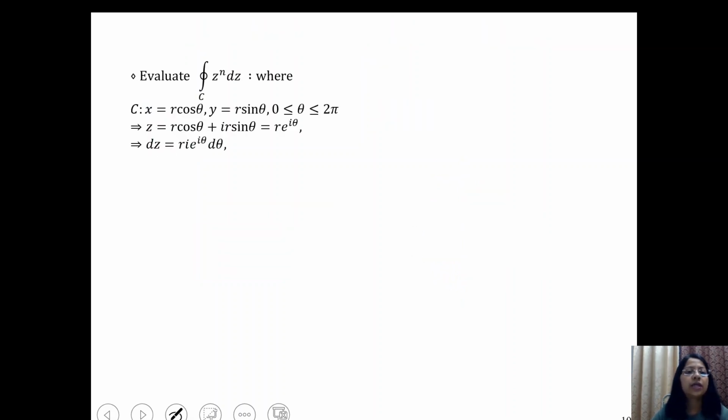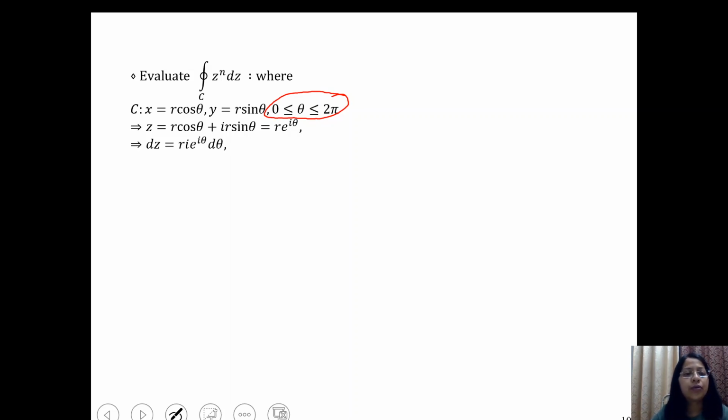Okay, right. Now let's have another question. Closed integral over C, where C is of course a circle. 0 to 2 pi is the limit given. So that's why we can say that it's a closed circle, z raised to the power n dz.